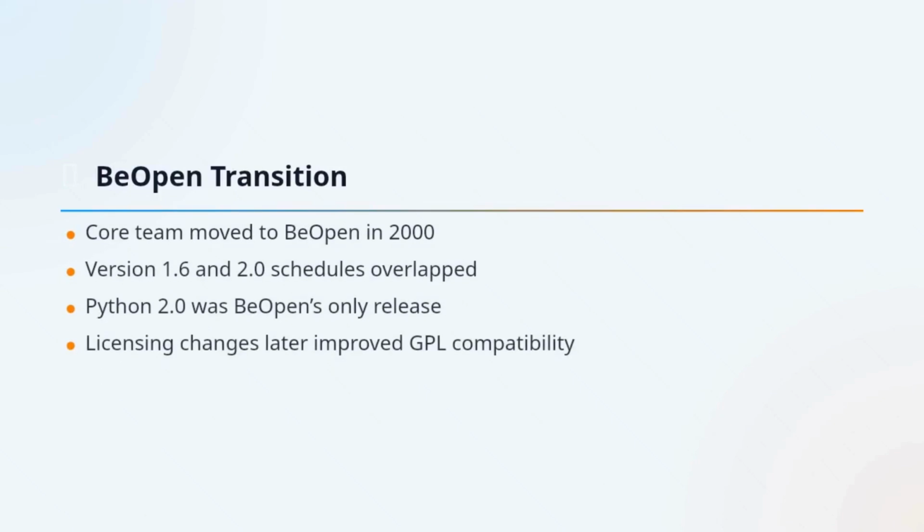In 2000, the Python core development team moved to beopen.com and formed the BeOpen Python Labs team. Around this time, Python 1.6 and Python 2.0 had overlapping release schedules because CNRI wanted a version summarizing work done before the team left. Python 2.0 became the only release from BeOpen before Guido and other developers moved on again. There was also an important licensing story here, because Python 1.6.1 adjusted the license to become GPL compatible after negotiations.